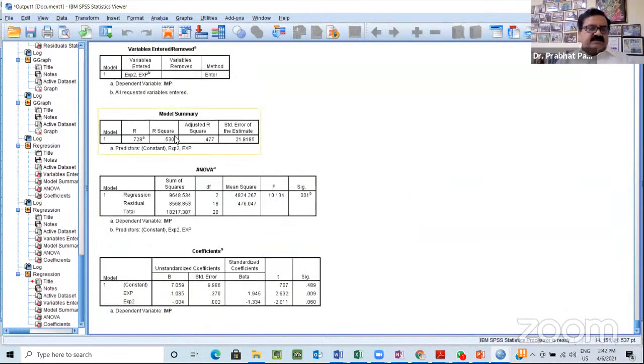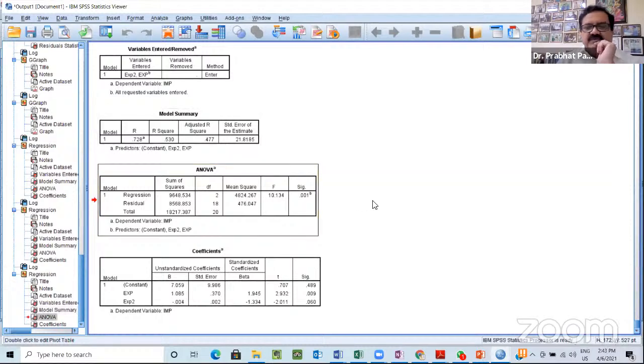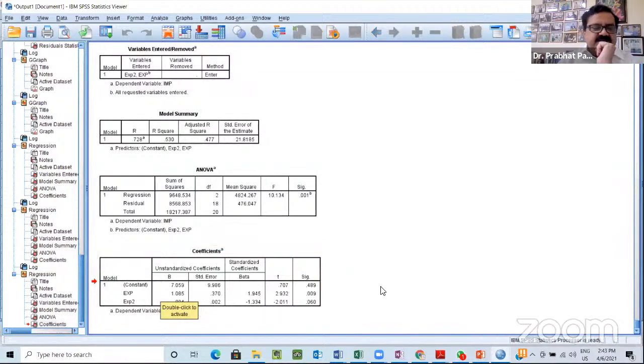So we see here that the R square, adjusted R square is 0.47, which is not a very strong model, but F is significant. So we'll go by this equation. And then here is the coefficient. The coefficient reads like, y is equal to 7.057 is the constant, then plus 1.085 is the beta 1 coefficient. And the second coefficient, that is the coefficient for square, is minus 0.004.